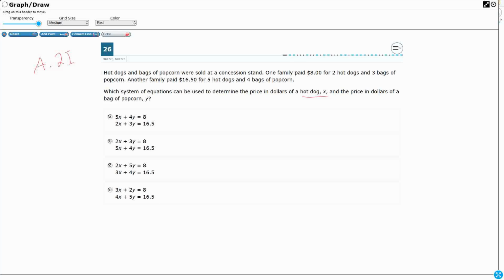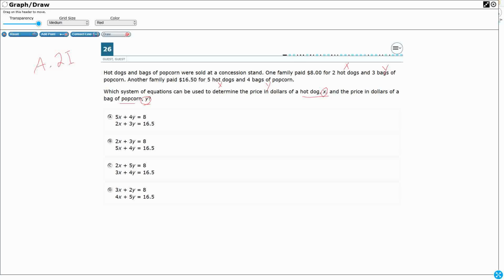I'm going to take this X and replace hot dogs with X. I'm going to put it right there. And then a bag of popcorn is Y, so let's replace the bag of popcorn with Y. I'm just going to put it right there.